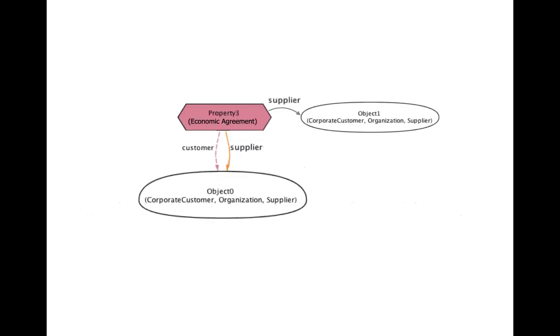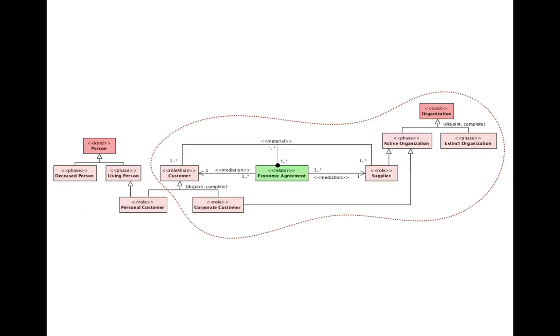This is an economic agreement in which the organization buys from more than one supplier, including itself. So it sells to itself, right? So it plays both the role of corporate customer and supplier in the same economic agreement, which might not be desirable. Here's another example.